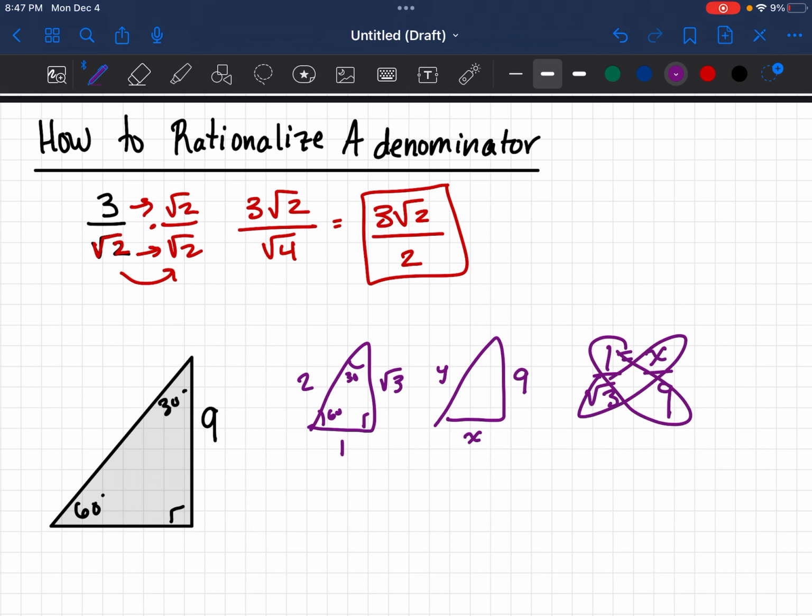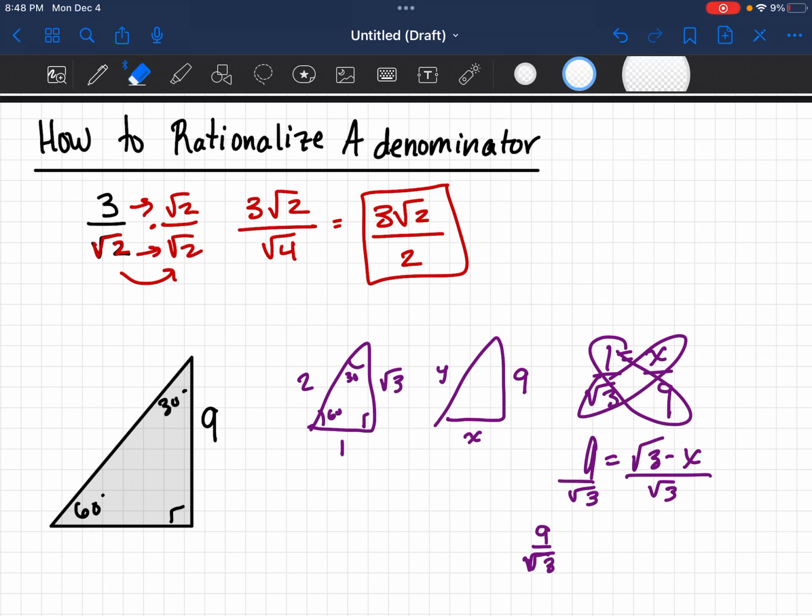Multiply across. Get 9 equals the square root of 3 times x. Well, I'm going to go ahead and divide by the square root of 3 to get x by itself. And I have 9 divided by the square root of 3 equals x. Well, now I don't want this square root of 3 here. So I am going to multiply by that denominator on the top and the bottom.